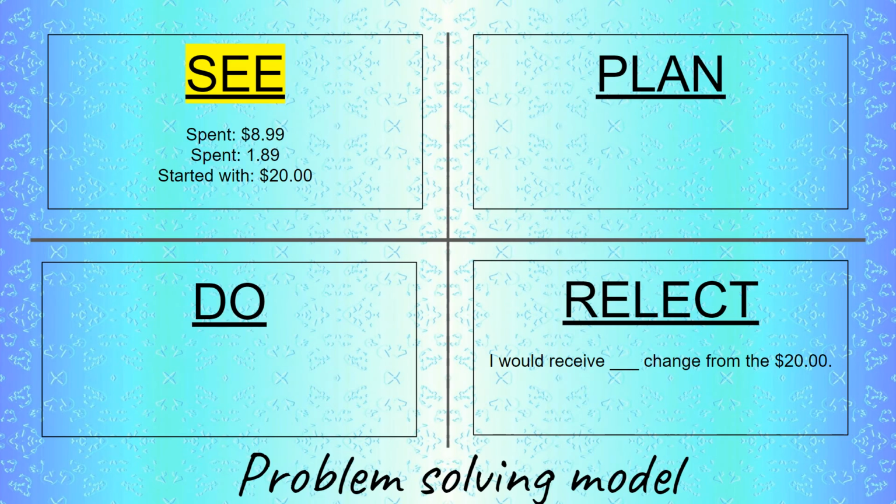So I'm going to take that and put it in my C box. So I see that I spent $8.99. I also spent $1.89, and I started with $20. So that's my important information. Please copy that down in your journal.